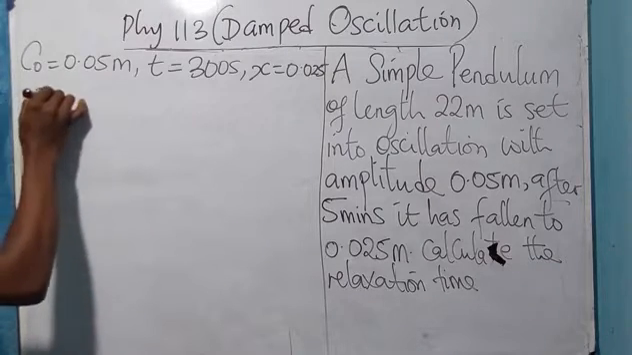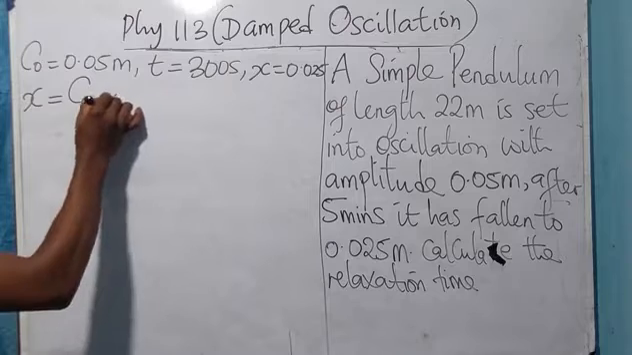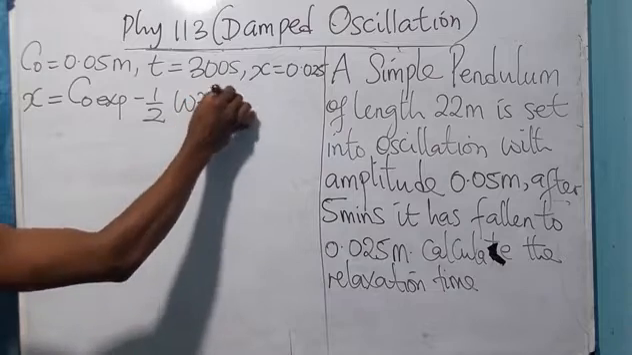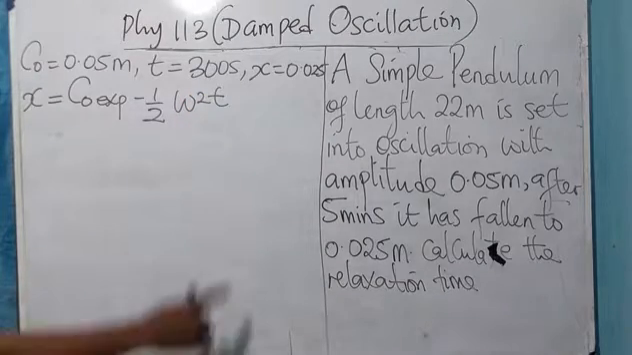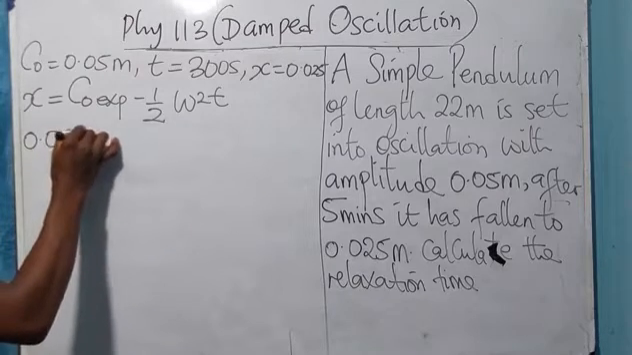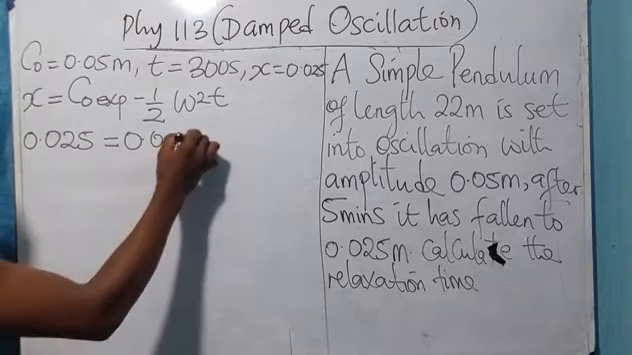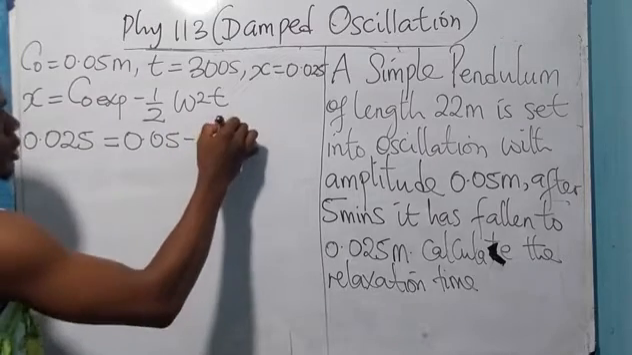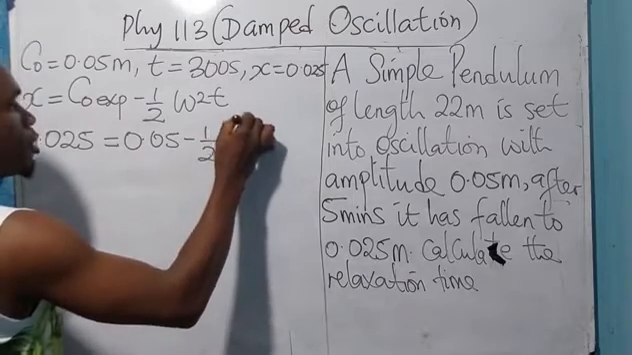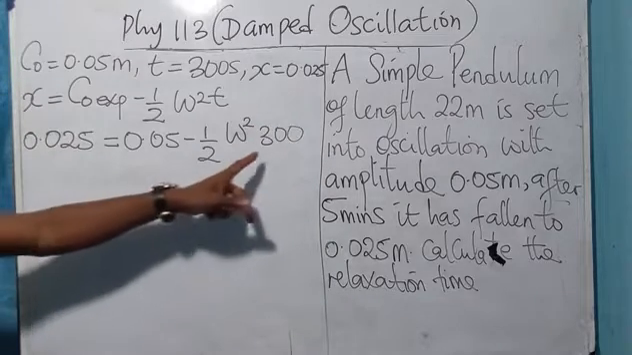I gave us that x is equal to the initial amplitude times the exponent of minus 1 over 2 ω²t. So x here, which is the displacement, 0.025 equals 0.05 times e to the minus 1 over 2 ω² t, where t is 300. Now 300 of course is the time.